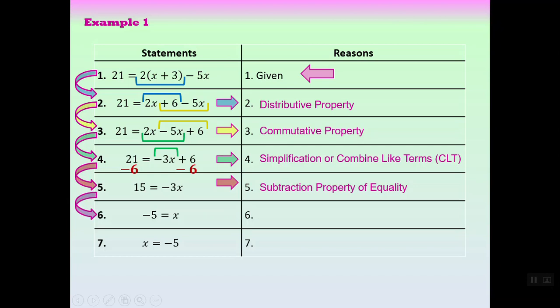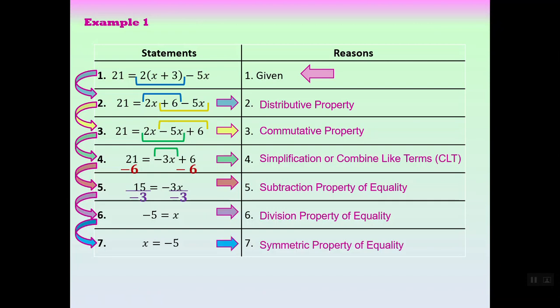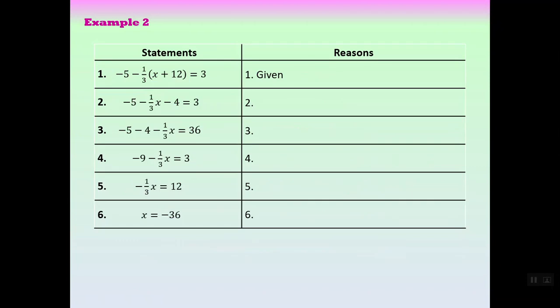All right, how do we go from step 5 to step 6? Again, you can't really see it written out, but what's happening is we're dividing each side by negative 3, and we're allowed to do that because of the division property of equality. And then how did we go from step 6 to step 7? Well, we just swapped the sides of the equation, and we're allowed to do that because of the symmetric property of equality. And that's our proof.